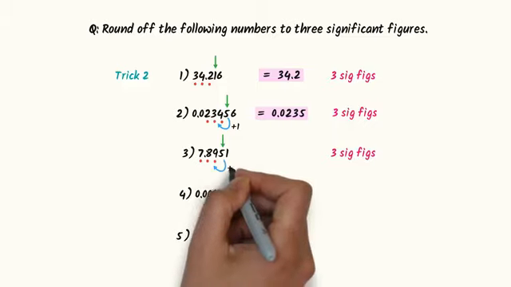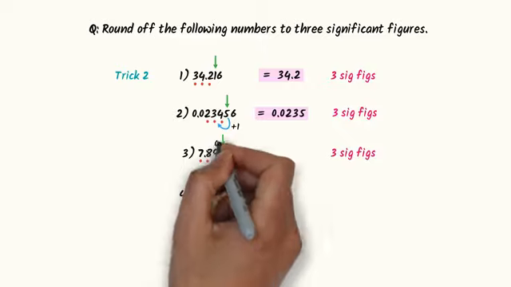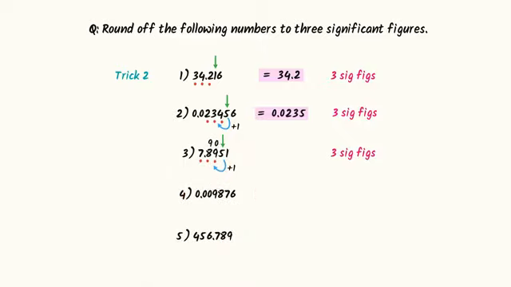So 9 becomes 10. But listen carefully. We cannot write 10 in one digit, so we carry over. The 9 becomes 0 and the 8 becomes 9. So the answer is 7.90 and that 0 at the end is written on purpose. It is our third significant figure.